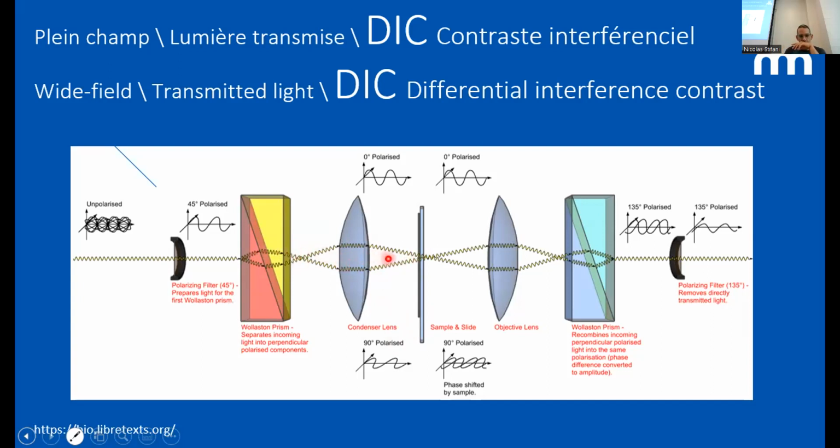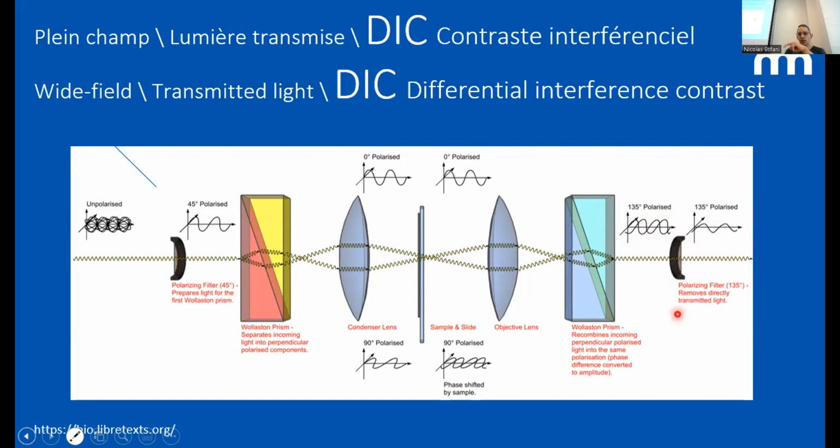If you go through the condenser, they go to your sample. The sample is going to interact with one of them, and it's going to delay the phase of one of them. So it's going to kind of slow down one of them. This is going to go into the back of the objective lens, and you put another prism at the top. And this prism is actually recombining both 0 and 90 degrees. But because now there is a change here, this is going to interfere. Because one is slowed down, it's going to interfere, and the light won't be exactly the same as you have at the beginning. And after that, you put another polarizer to remove all the light that has not been modified by the sample, and you keep only the light that is modified by the sample.